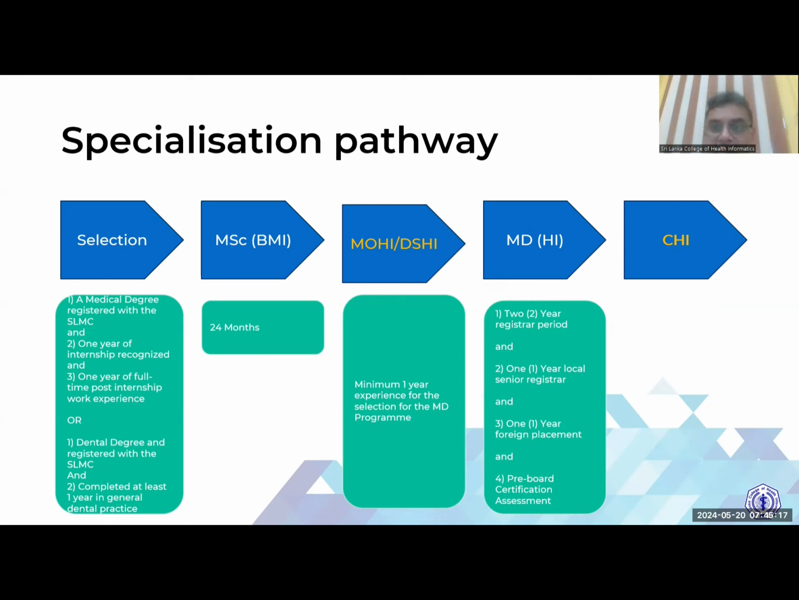In the MD program, you would need to cover 2 years of registrarship, 1 year of local training as a senior registrar, and a foreign placement. Thereafter, there will be a board certification assessment. Following that, you'll be awarded the specialist appointment from the Ministry of Health.